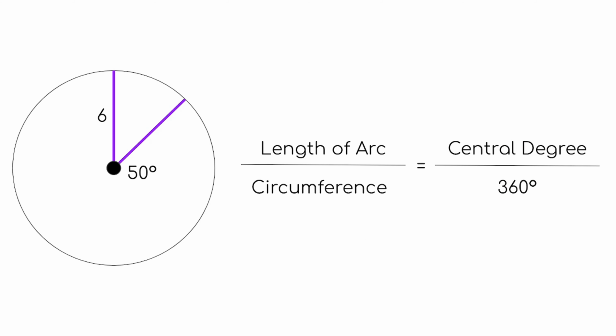Here's our first example for arc length, and we know that our central degree is 50 degrees, so we can go ahead and plug this in. And we also know that our radius is 6. So for our circumference, we know that that's going to be 2 pi r, and then our radius is 6, so we can go ahead and plug that in for r. And now we can just multiply 2 and 6 together to get our circumference of 12 pi.